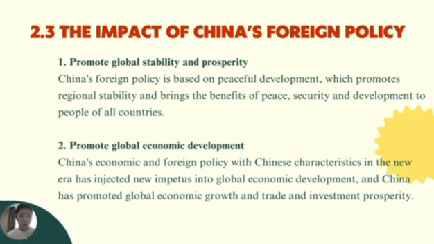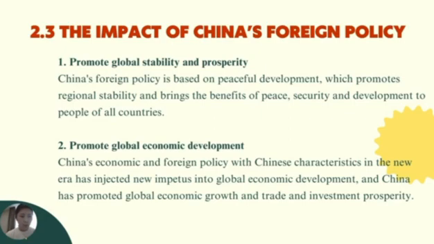I will introduce the impact of China's foreign policy. The first point is to promote global stability and prosperity. China's foreign policy is based on peaceful development, which promotes regional stability and brings the benefits of peace, security, and development to the people of every country.